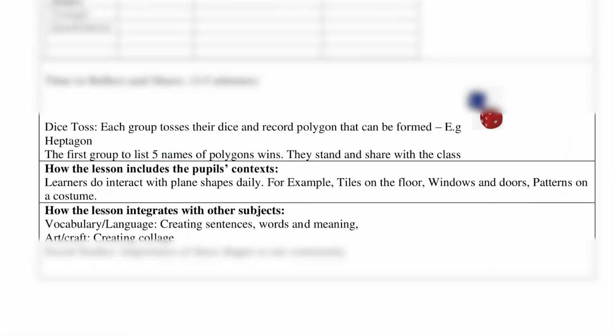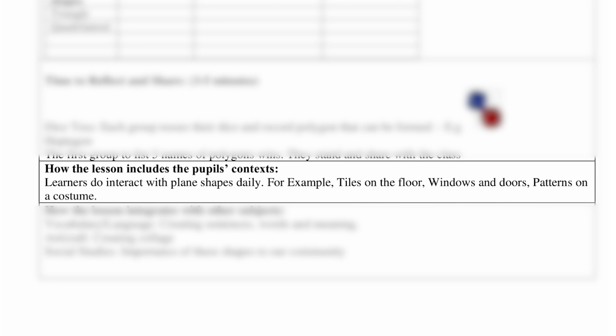Then we go on to how the lesson includes the learner's context. Now, we don't teach in isolation, and this new curriculum is really promoting teaching within the learner's context, meaning that whatever we teach them, we have to help them to understand where it came from and how it relates to their daily lives. So, for this particular math lesson, learners interact with plane shapes on a daily basis. They see squares, triangles on the floor in the classroom, on the walls in the classroom. They look at the windows, and they can relate to those plane shapes.